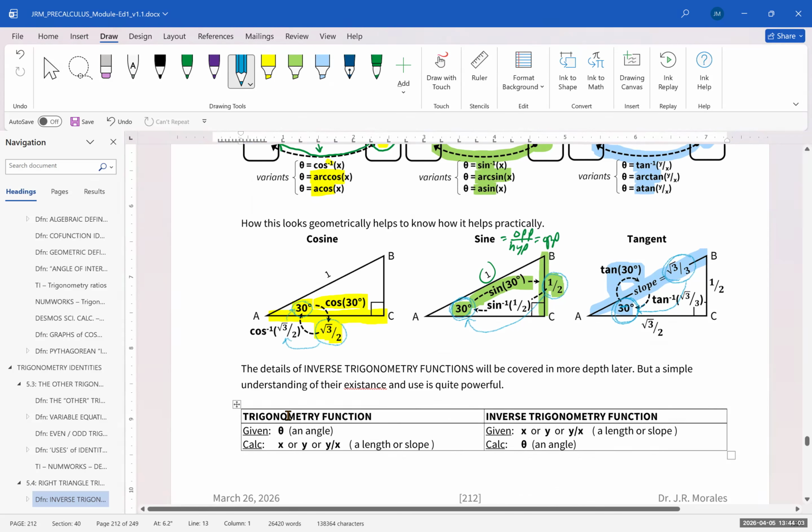So a normal trig function takes theta as an angle as a given, and it allows you to calculate an x direction, a y direction length, or a ratio of y to x. But an inverse trig function does the opposite. It takes in the length of a right triangle side or ratio and outputs an angle inside the right triangle. So it's kind of like an inverse relationship.